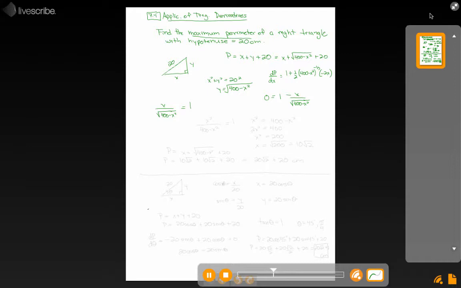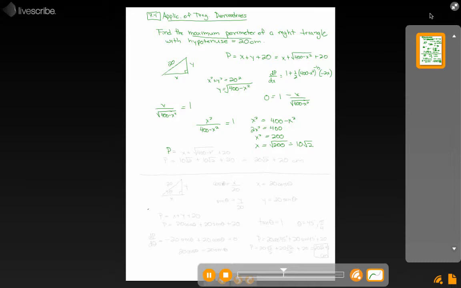So I can get to the next stage, which says x squared over 400 minus x squared equals 1. Squared everything. x squared equals 400 minus x squared. I multiply the denominator to the other side. So 2x squared equals 400. x squared equals 200, which means x equals the square root of 200. Now, you could say that that's 10 root 2. That would be good. If you go back up above to this, we're asked what's the maximum perimeter.